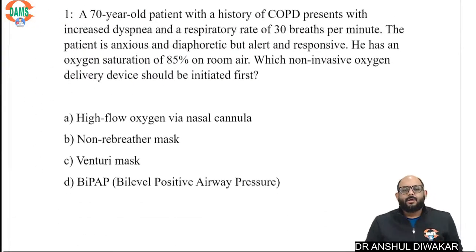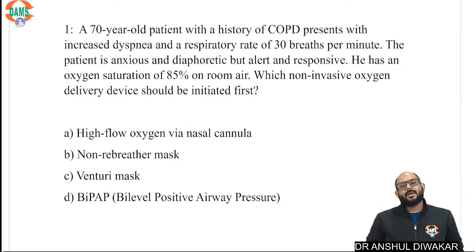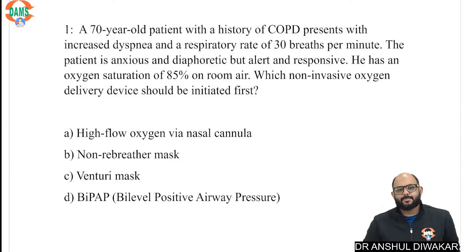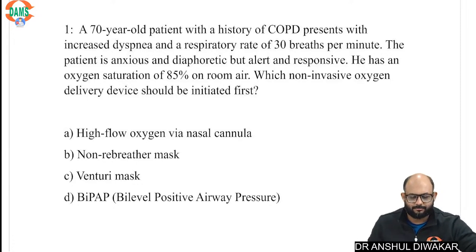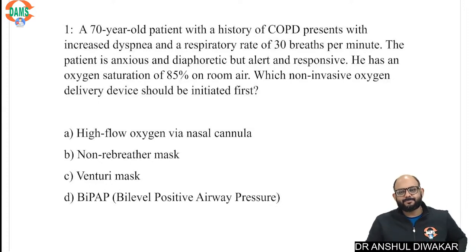Now, to top it up, what we have discussed, let's discuss some MCQs. So, a 70-year-old with a history of COPD presents with increased dyspnea and a respiratory rate of 30 breaths per minute. The patient is anxious, diaphoretic, but alert and responsive. He has an O2 saturation of 85% on room air. Which non-invasive delivery device should be initiated first? What would you give?